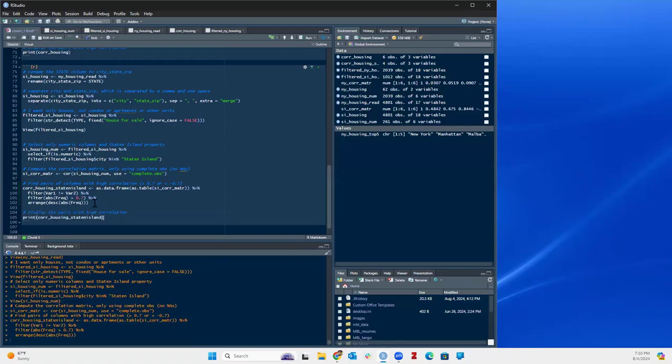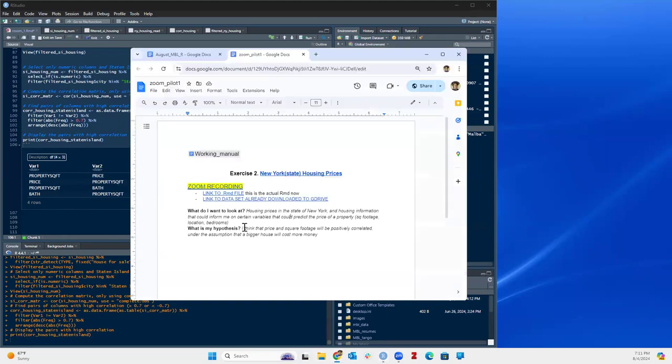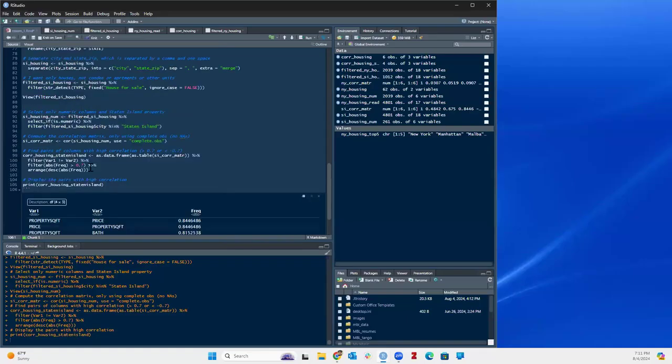So now let's print. The print function is just for viewing whatever you just accomplished, or you can do view. And aha, this was a beautiful moment when I found this. As you can see, this is our original hypothesis. I don't know if you can remember from the very beginning, but I think that price and square footage will be positively correlated, under the assumption that a bigger house will cost more money. Obviously we had to go on a journey to get here, but what we found is there is indeed a very strong positive correlation between price and property square foot.